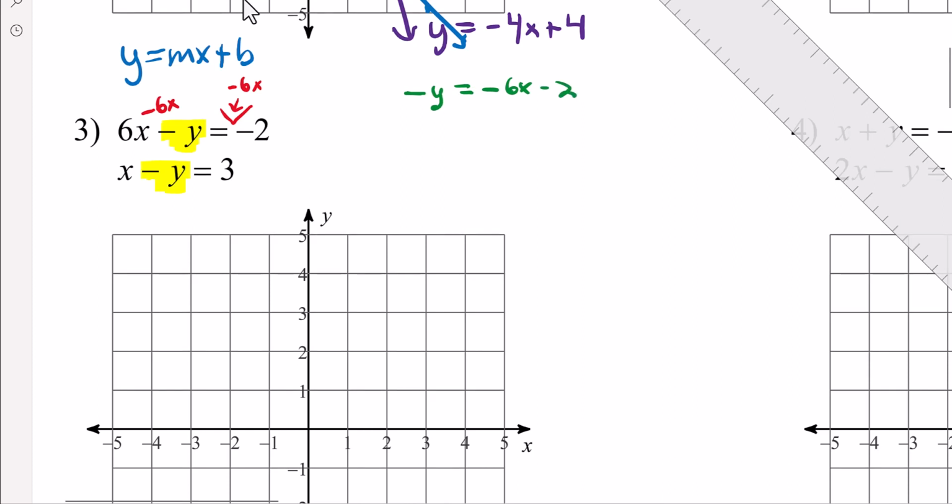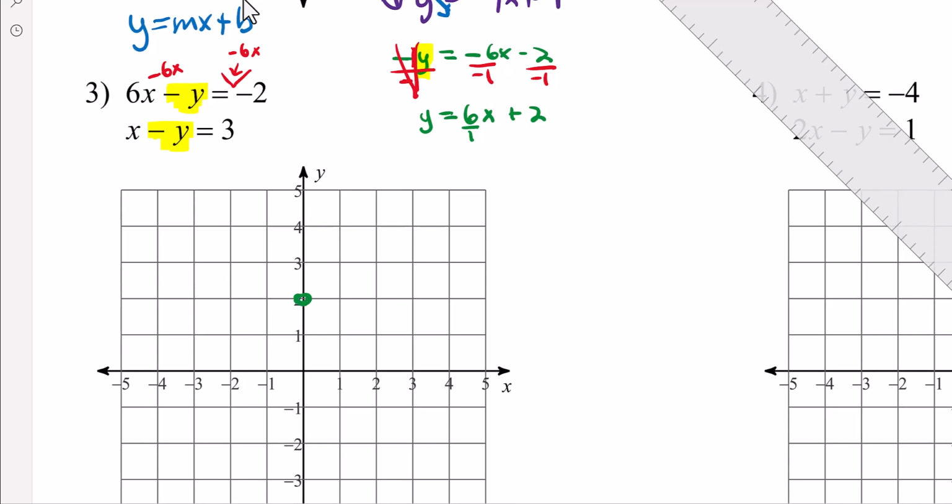Well, we want to get the y by itself. Well, that y has that invisible 1 attached to it. So it's attached by multiplication. So to cancel multiplication, we divide. But then we have to divide all the terms by -1. So what we have left is y is equal, well, -6 divided by -1 is +6, or 6 over 1, x, -2 divided by -1 is +2.